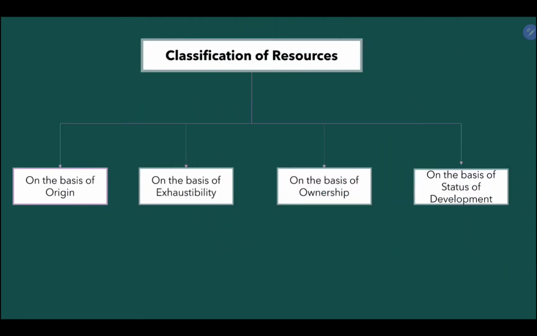So what is the classification of resources? Resources can be broadly classified into four. One is on the basis of origin, where it is taken from. The second one is on the basis of exhaustibility. The third one, who is the owner of that resource, so on the basis of ownership. And the fourth one is on the basis of status of development. So let us see in detail. These four are called the classification of resources.